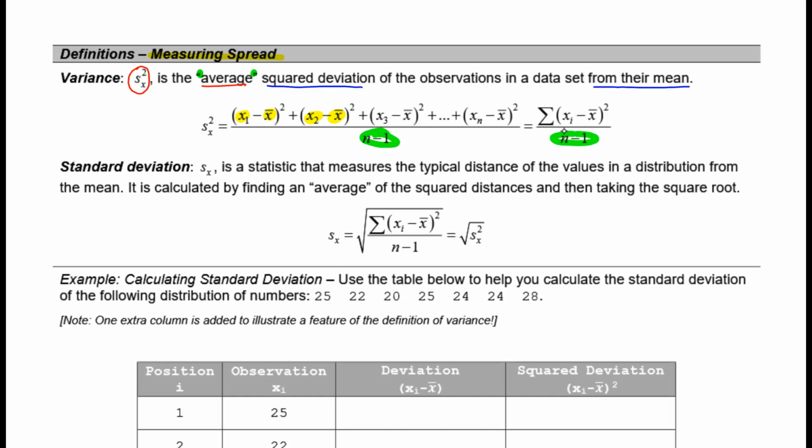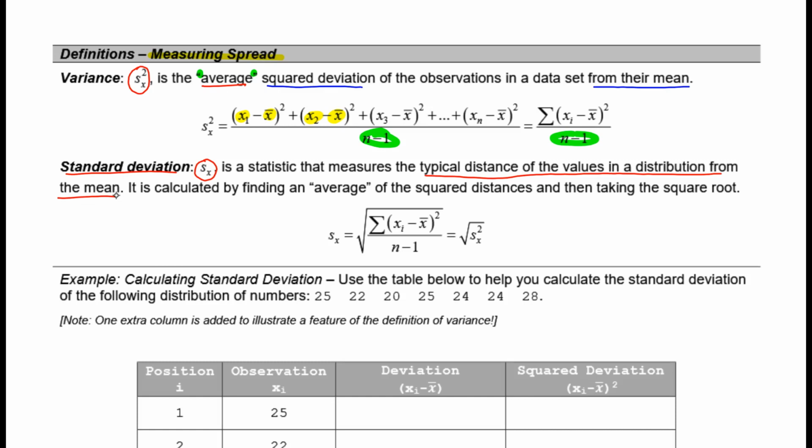Okay, standard deviation. This is a big definition for us in statistics. Standard deviation, which has the symbol S sub x, you'll notice the difference from variance is that it has lost the squared symbol. It's a statistic that measures the typical distance of the values in a distribution from the mean. So typical distance from the mean is the standard deviation.